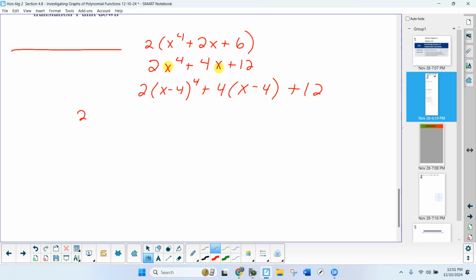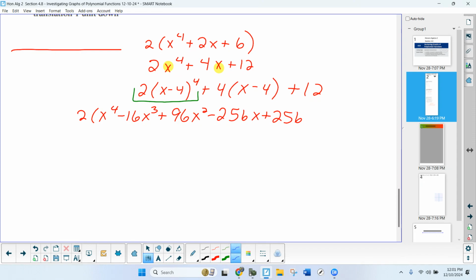You got x to the 4th minus 16x to the 3rd plus 96x squared minus 256x plus 256. Okay, that's just this part. Now, when I do this part, what are you guys going to do? Distribute. And when you distribute, what do you get? 4x minus 16. Bring down the plus 12. Distribute 2 to everything. What do you guys get?